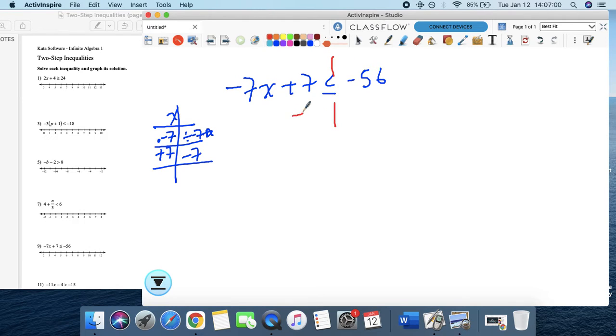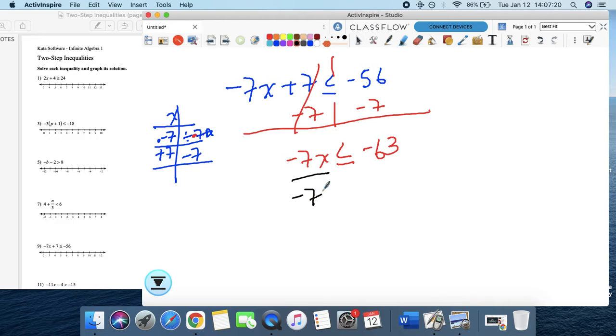So minus 7, minus 7. That goes away. -56 minus 7 is -63. And now I have -7x. So the next thing I have to do is divide both sides, and sorry, it's hard to see, divide both sides by -7. Remember, dividing by -7 automatically makes the sign go the other way. That becomes x, and this becomes 9.